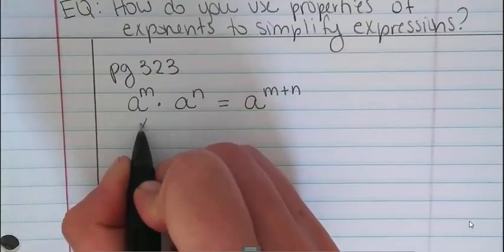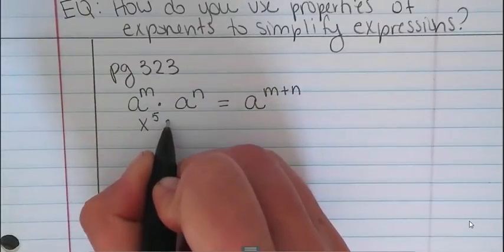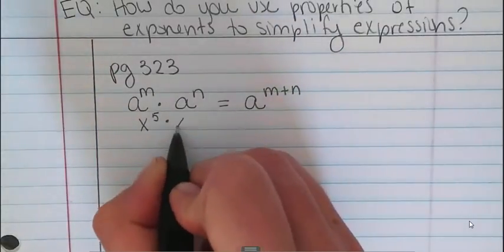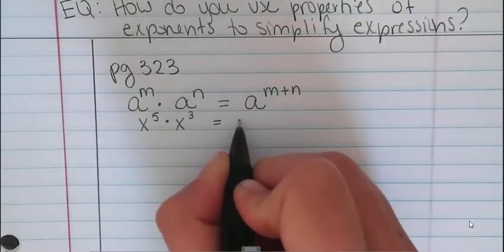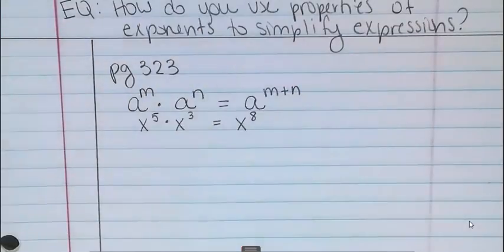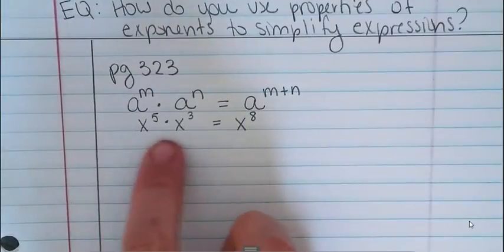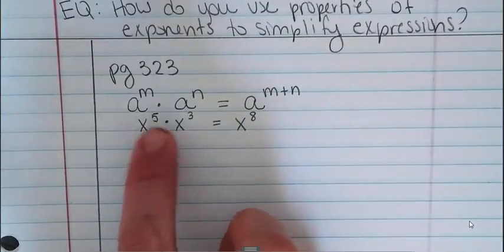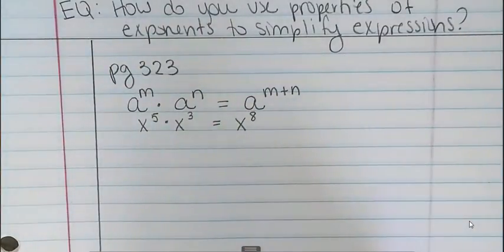Okay, and then I'll do one actually underneath each one of these. So, for example, if you have x to the 5th times x to the 3rd, that's going to give you x to the 8th power, because you just add them. So when you're multiplying like bases with exponents, you just add those exponents.